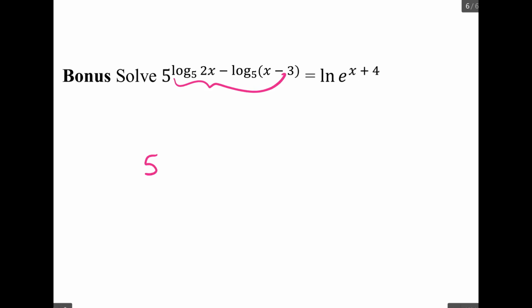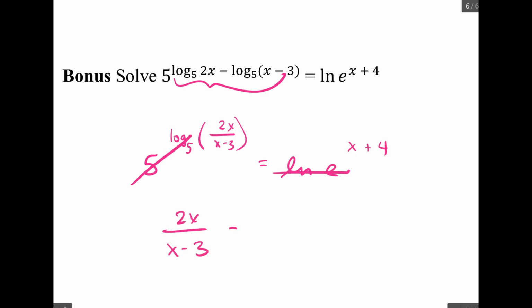I'll just solve this one for the screencast. Since it's subtracting, it's going to be dividing. Log base 5 of 2x over x minus 3 equals ln e to the x plus 4. So that stuff cancels out. This cancels out. 2x over x minus 3 is x plus 4. Multiply by x minus 3 on both sides.